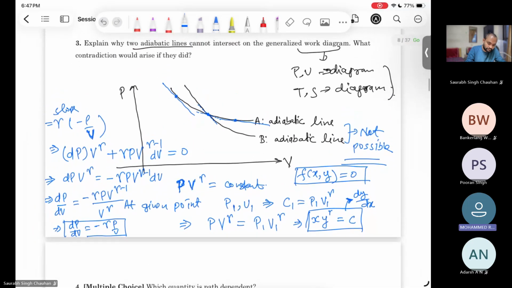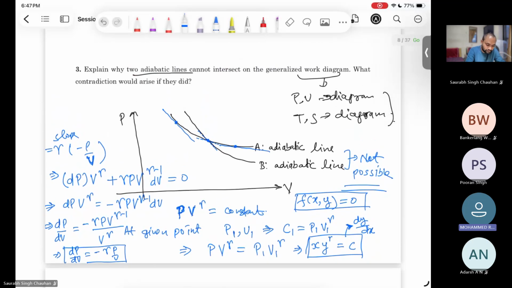Sir, this intersecting of lines, I mean the intersecting of processes, is it only for the adiabatic or is it for all processes?